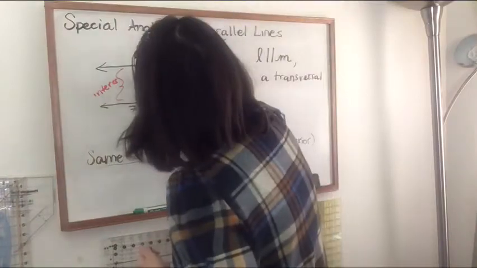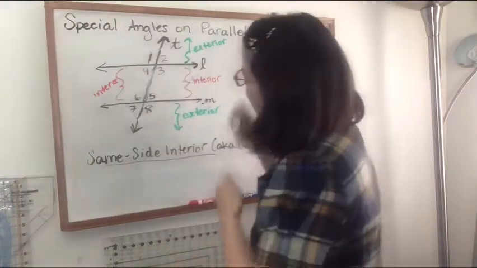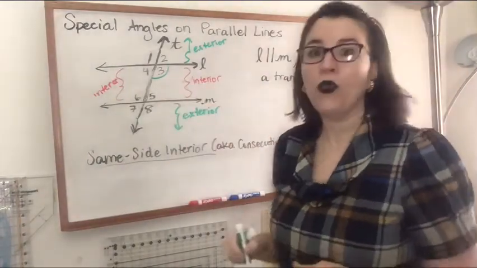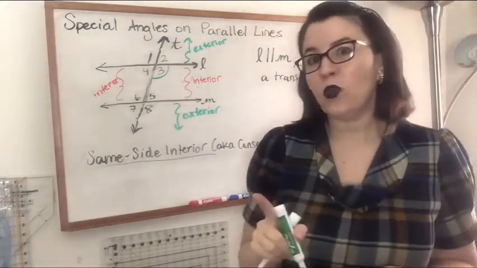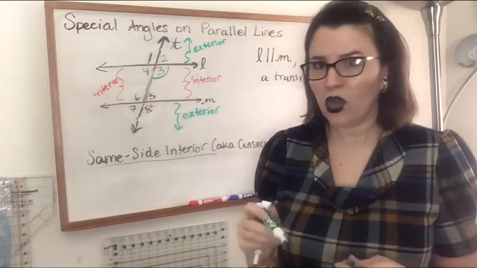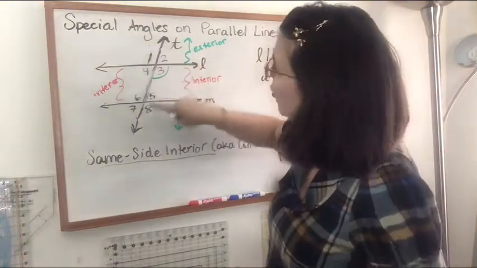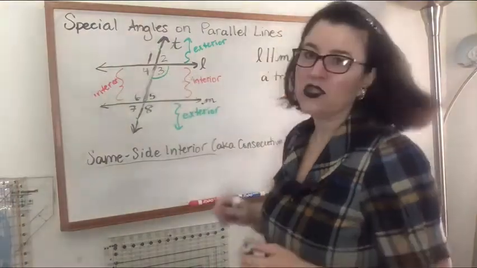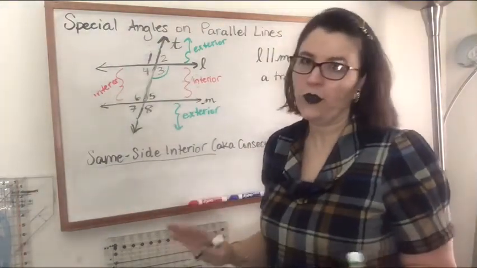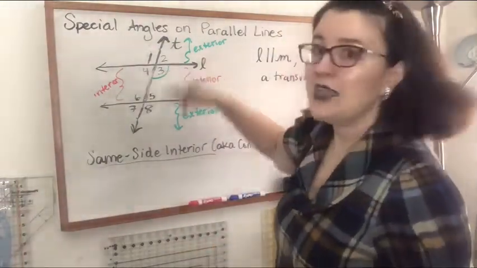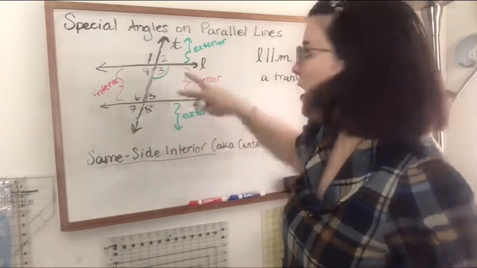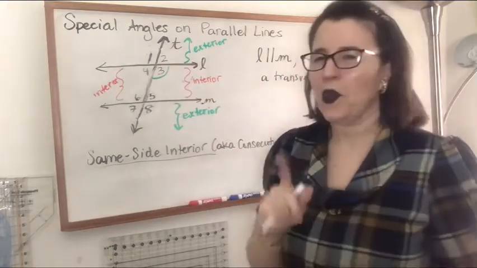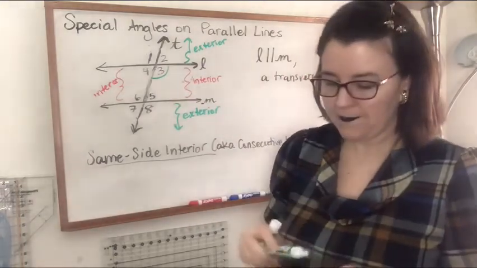So if I'm looking at angle 3, for example, 3 and 5 are both on the same side. Now, think about it, once again, like a court. If this is my court line, 3 and 5 are on the same side. They're both on the bench. 4 and 6 are both out in the game, or whoever you like better, all right? But they're on the same side of the line, meaning that they have a relationship because they're interior on the same side.